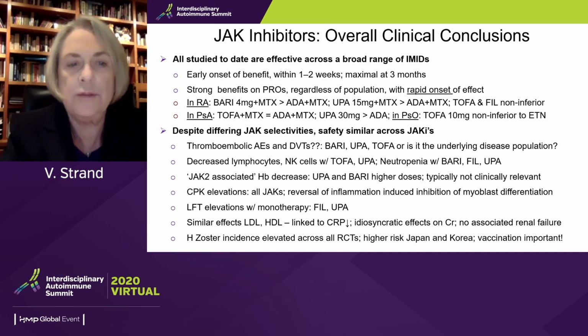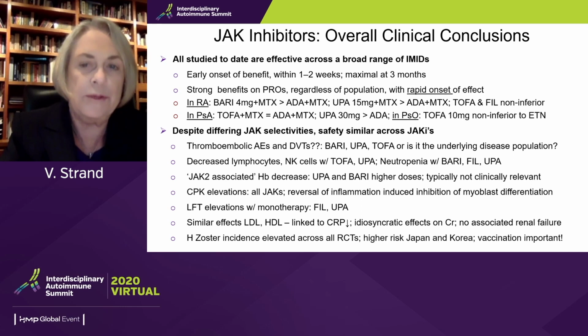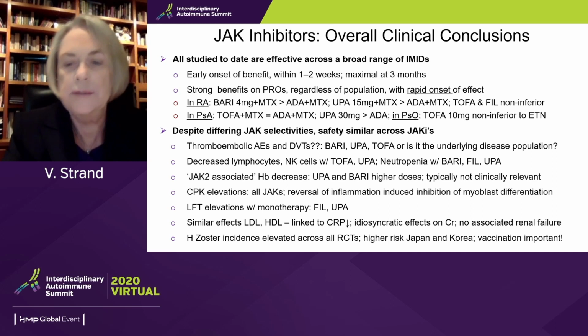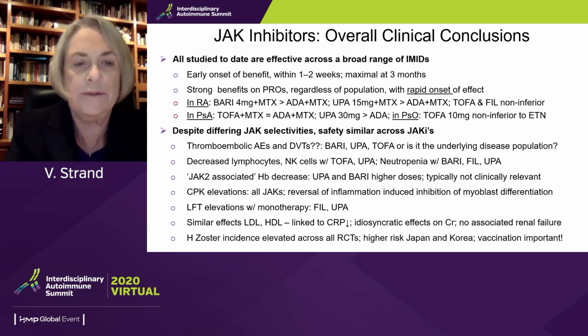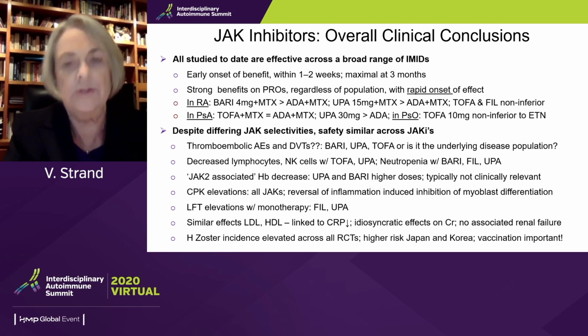We have to worry about thromboembolic events, DVTs, but is it the underlying disease population or is it patients who've had previous events? Yes, we can get decreased lymphocytes, but usually not clinically relevant, nor NK cells, nor neutropenia. The hemoglobin decreases may occur with higher doses of BERI and UPA, but typically are not clinically relevant. We talked about why we get the CPK elevations. The LFT elevations tend to be much less with monotherapy, and we understand the effects on LDL and HDL, and herpes zoster is elevated in incidence across the trials of all these agents, and vaccination is therefore important.